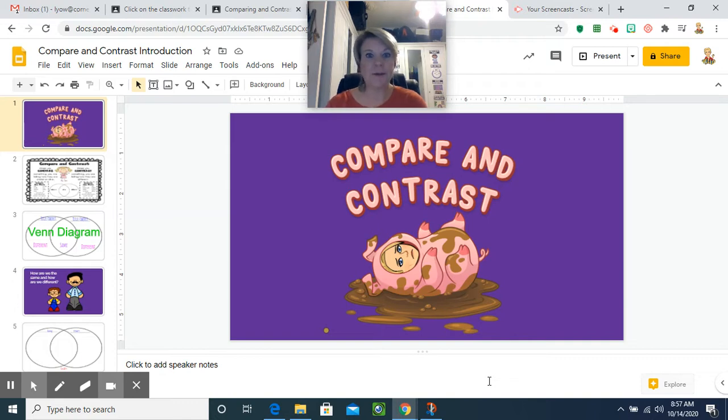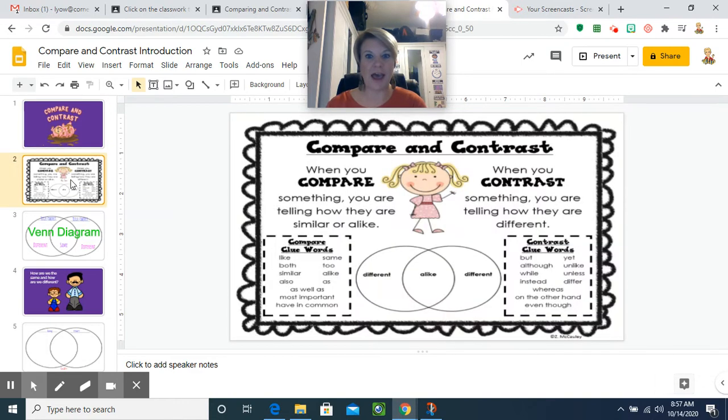Today we're going to start learning about something called comparing and contrasting. So let's take a look at our anchor chart that we're going to use to help us over the next several weeks with learning how to compare and contrast. Comparing and contrasting is something that you've done before. You just may not have realized that it was called comparing and contrasting.